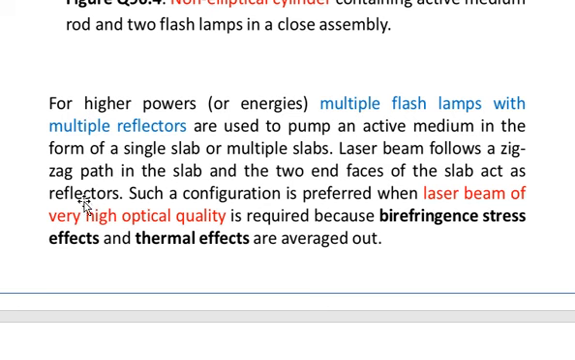The laser beam follows a zigzag path in the slab, and the two end faces of the slab act as reflectors. Such a configuration is preferred when a laser beam of very high optical quality is required, because the birefringence stress effects and the thermal effects are averaged out in such a cavity.